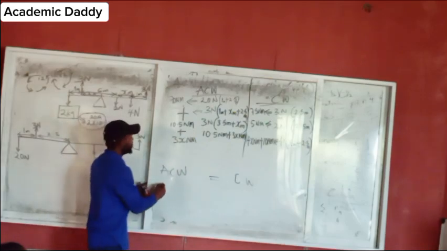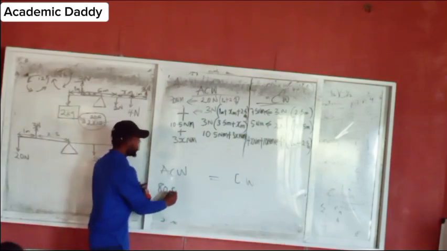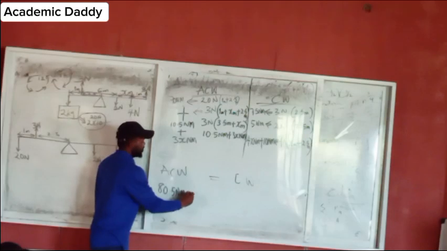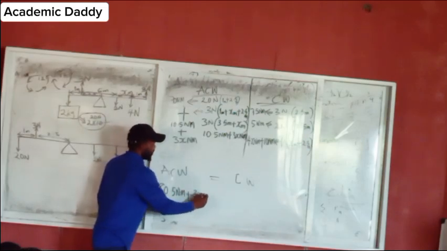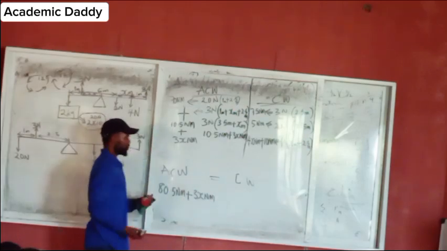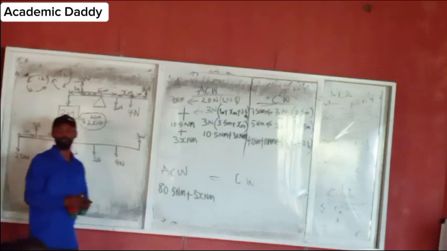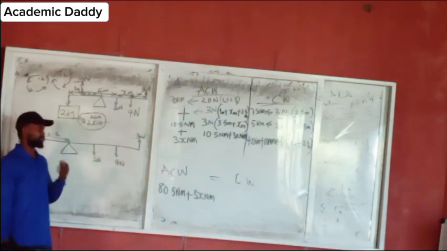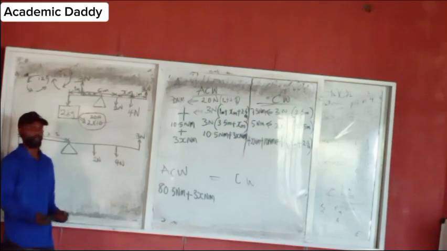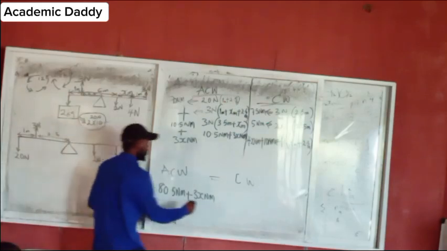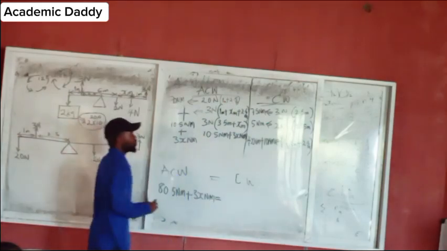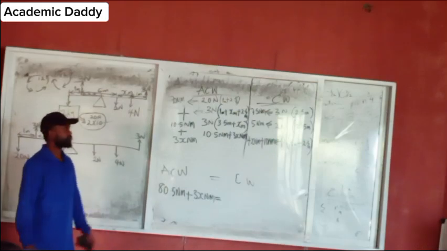So we have 80.5 Newton meter plus 3x Newton meter. You don't normally put the unit Newton meter on the x term, but we are putting it because we are teaching you. That unit is not Newton, we just have to put it. Equals to the sum of the clockwise moments.